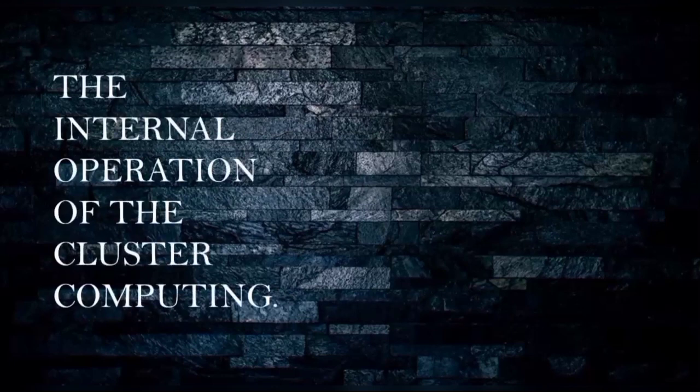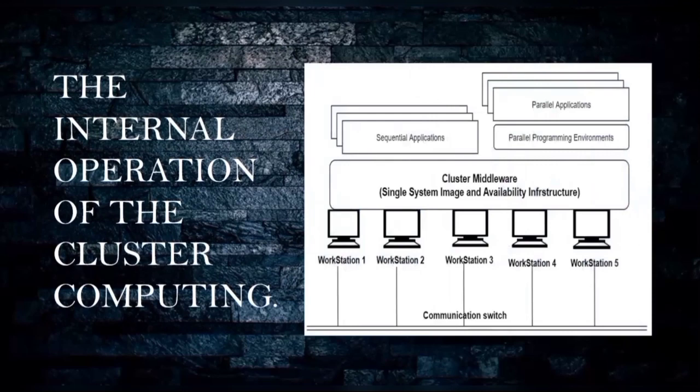Now, speaking about the internal operation of cluster computing, this is where the main part starts. You can clearly see the diagram here: cluster middleware, which is also called the single system image and availability infrastructure. There are multiple computers named workstation 1, 2, 3, 4. These workstations might be in a single place or scattered.